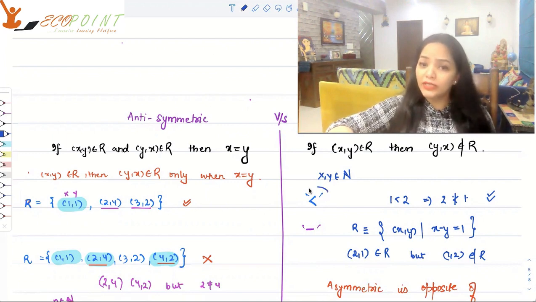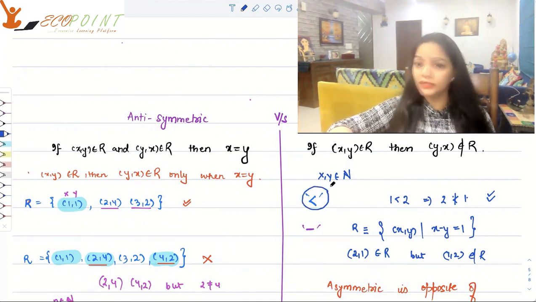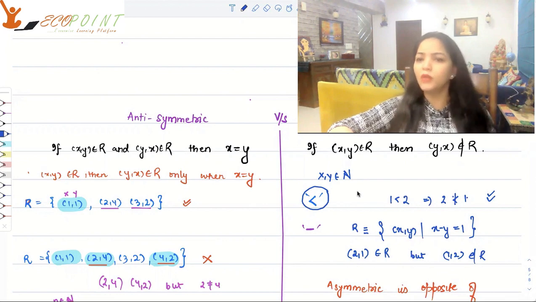Is strictly less than antisymmetric? Strictly less than also, if (1, 2) belongs to R, that means 1 is strictly less than 2. (2, 1) does not belong to R. And therefore, we cannot disprove the fact. So therefore, it is antisymmetric as well.